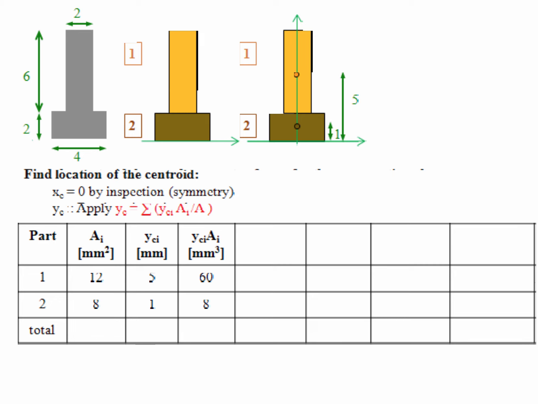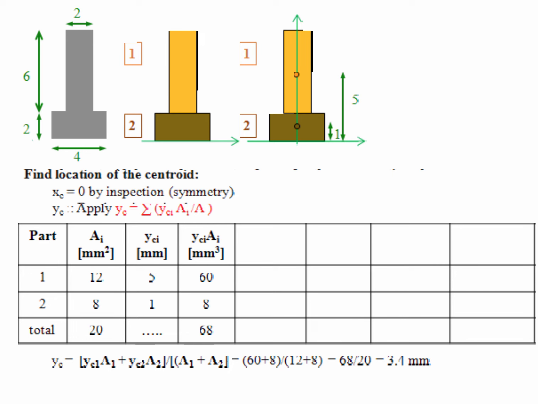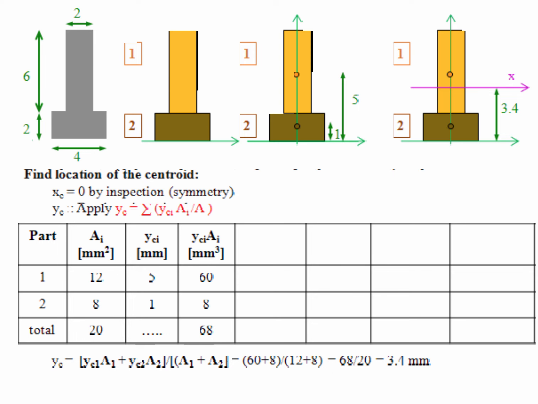Here, both individual centroids are shown in the drawing. Here is the total area, which we find by summing the areas. Sum the products of centroid position and area. Apply the general formula to this combination of two areas, and we find the centroid of the whole figure to be 3.4 millimeters from the bottom.